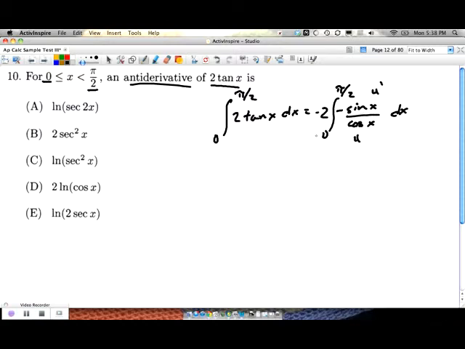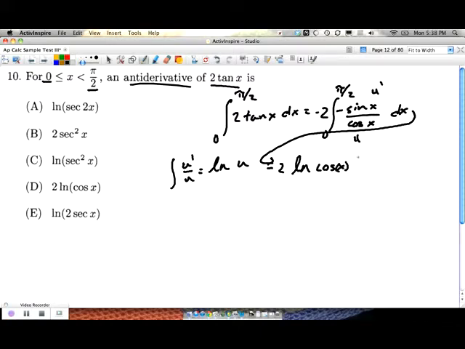And the antiderivative, or the integral of u prime over u, is natural log of u. So this means that I'm going to have negative 2 times natural log of cosine of x evaluated, or what are we looking for here? Negative 2 times natural log of cosine of x.